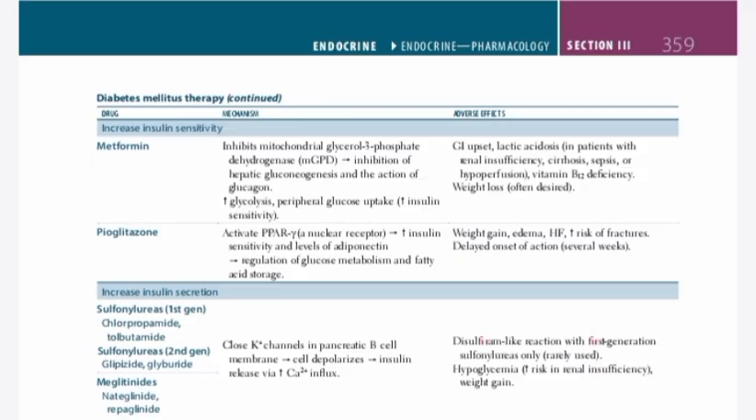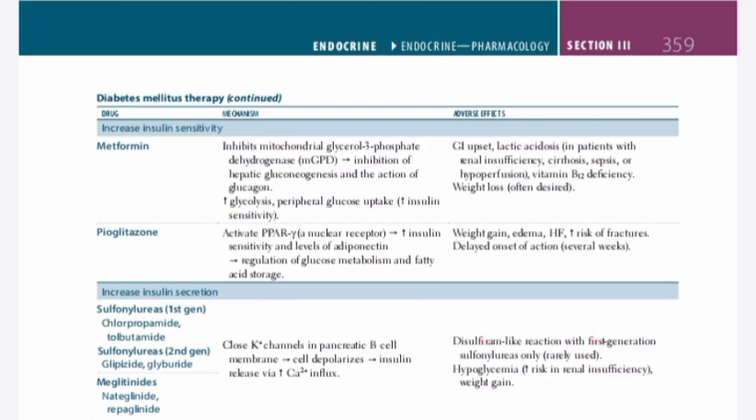The major adverse effects that normally come in exam are lactic acidosis, vitamin B12 deficiency, and GI upset. It is contraindicated in cirrhosis, sepsis, hypoperfusion, and in patients with renal insufficiency.